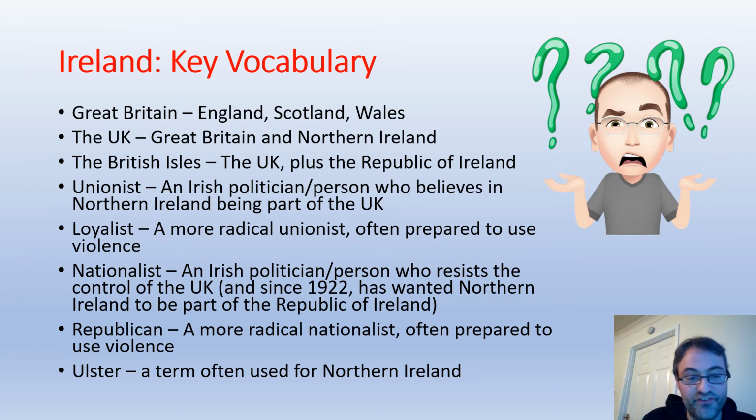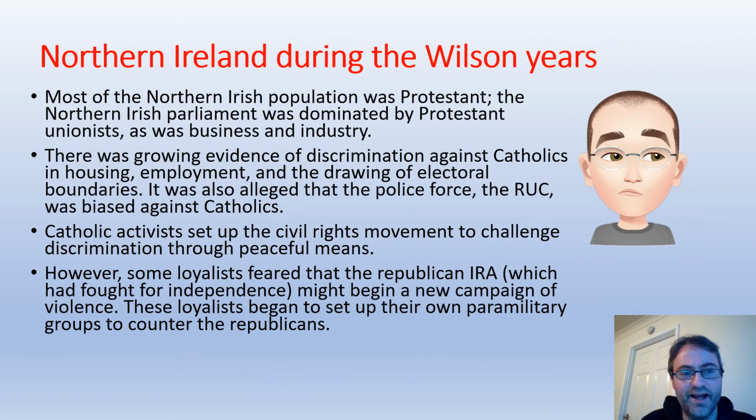We've also got nationalists. Now, nationalists were traditionally Irish people who fought against UK control. Since 1922 and partition, the key aim of Irish nationalists has been to bring Northern Ireland into the Republic. So Irish nationalists want what we refer to as a united Ireland. And again, there's a term for the more radical nationalists, the ones who often will use violence or have used violence in the past, and we call them Republicans. If you see the term Ulster, that generally these days is used as another term for Northern Ireland. So if you hear the word Ulster, what it means in our context is Northern Ireland.